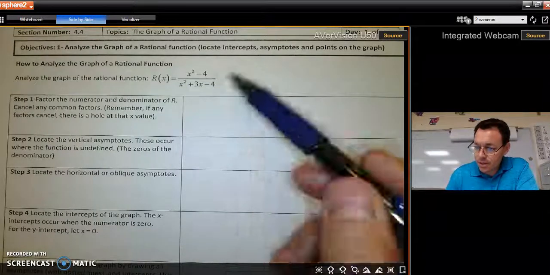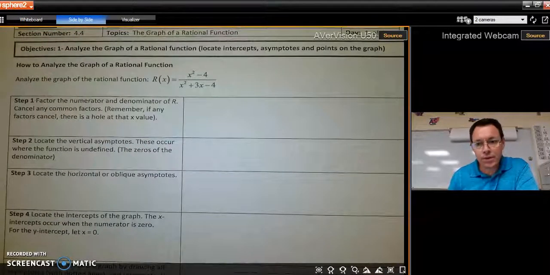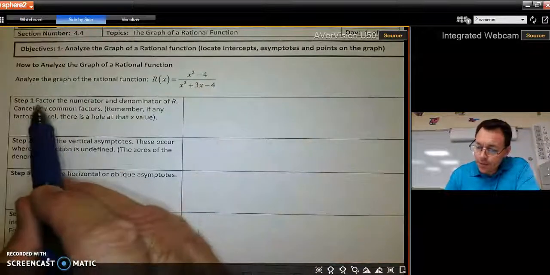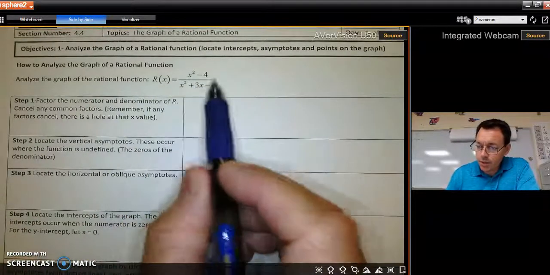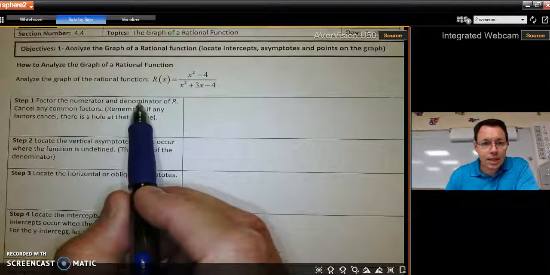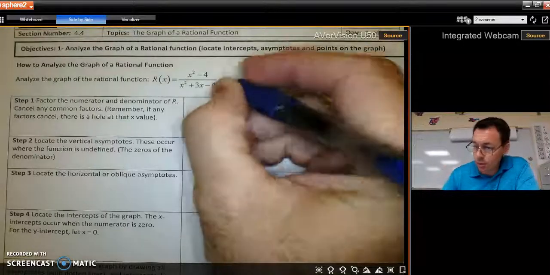So this is an example of a rational function, and again, I've got a step-by-step process, so if you just follow this process, you're going to be fine. The very first thing you want to do is, if you're given a rational function, factor both the numerator and the denominator to see if there's anything that's going to cancel, but also to figure out where your vertical asymptotes are, like what your domain is.